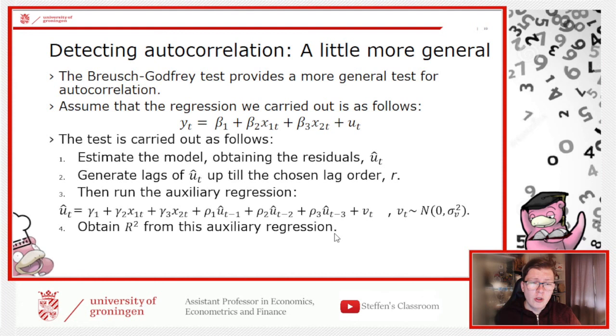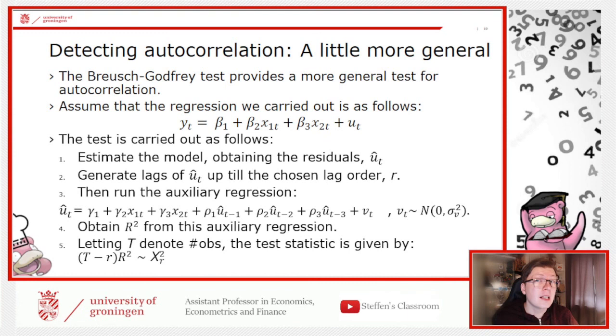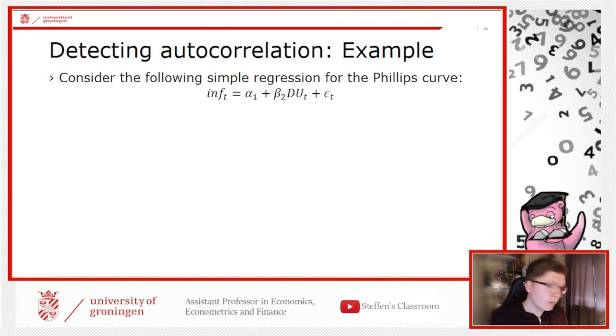What we then do, we obtain the R squared from this regression. That's a little different than last time, because remember we did an F-test in the heteroscedasticity case. Here, you obtain the R squared. And then you let T denote the number of observations. And then you have a test statistic that is chi-square distributed with r degrees of freedom. How these distributions work is something I assume known from your bachelor course in econometrics, or statistics in general. So it is distributed chi-square with r degrees of freedom, r being the number of lags you're testing for. And the statistic is T minus r times R squared. Then you produce a nice little statistic. What do you then do? You can simply check it up in your little book in the back to see whether it is rejecting the hypothesis or not.